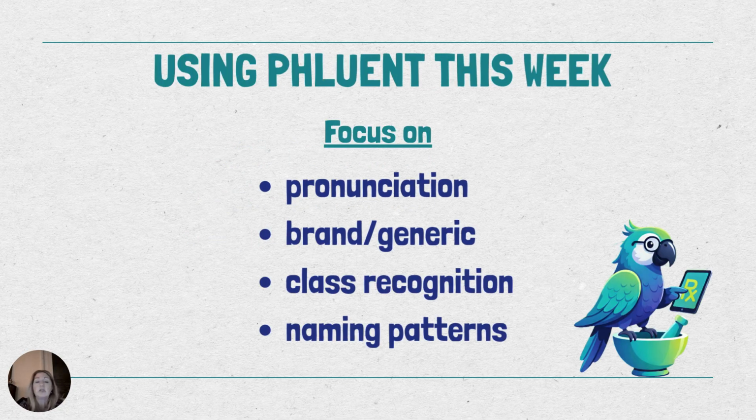As you are using Fluent this week, I want you to focus on pronunciation. You can use the pronunciation checker in Fluent on the fluency track. Practice your brand and generic spelling. That's also on the fluency track. And then our class recognition, like I just said before with our naming patterns, knowing what class any of these drugs are in. So look for the patterns, and that will help you be successful.